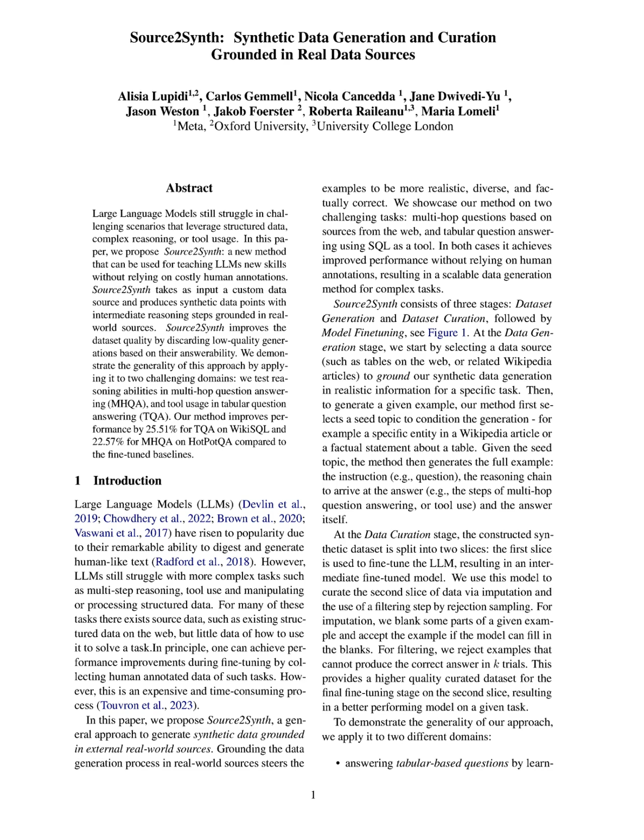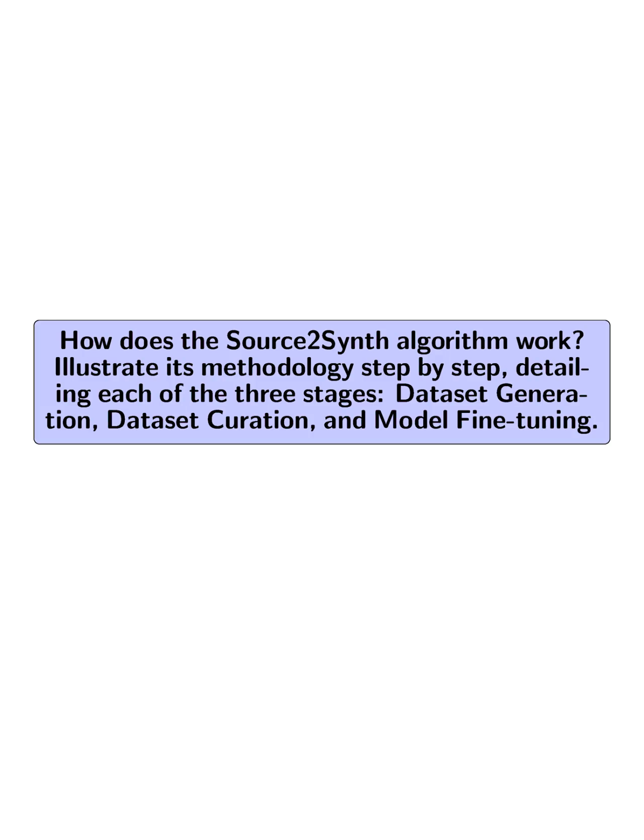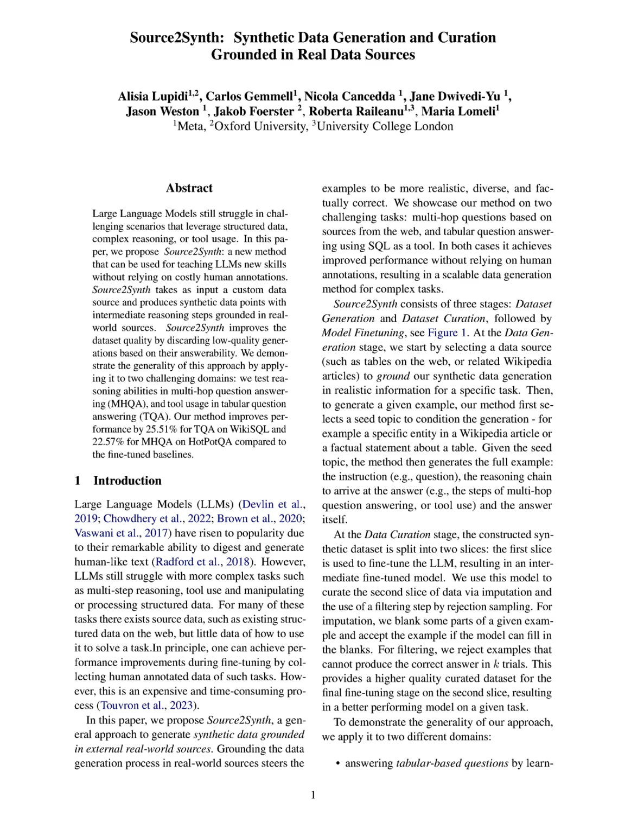The approach consists of 3 stages: dataset generation, curation, and model fine-tuning, which collectively yield a scalable solution for enhancing LLM capabilities. How does the Source2Synth algorithm work? Illustrate its methodology step by step, detailing each of the 3 stages: dataset generation, dataset curation, and model fine-tuning. The Source2Synth algorithm operates through 3 distinct stages: dataset generation, dataset curation, and model fine-tuning.